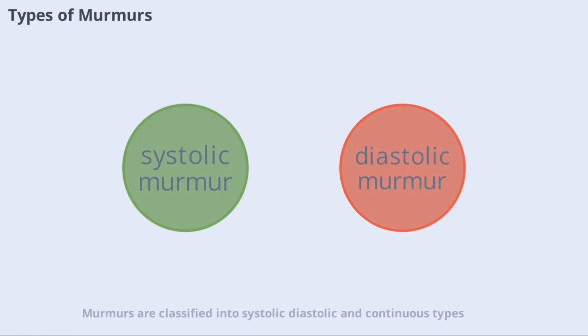Murmurs are classified into systolic, diastolic, and continuous types. Systolic murmurs occur during ventricular contraction, diastolic murmurs during relaxation, and continuous murmurs span both phases. Each type has its own set of possible causes and clinical implications, making accurate classification essential for proper management.